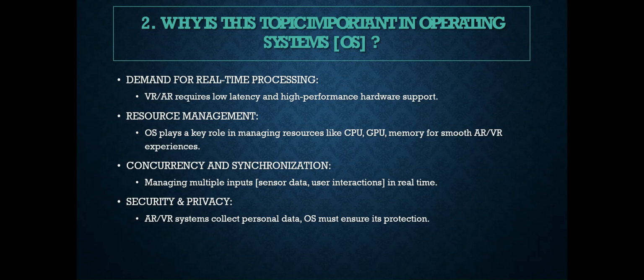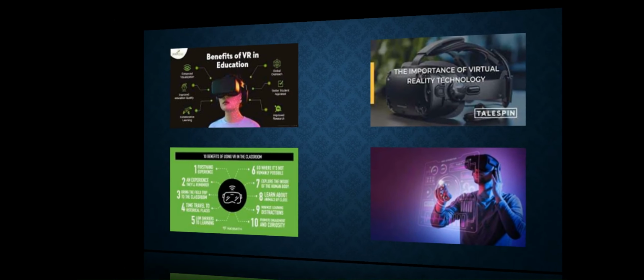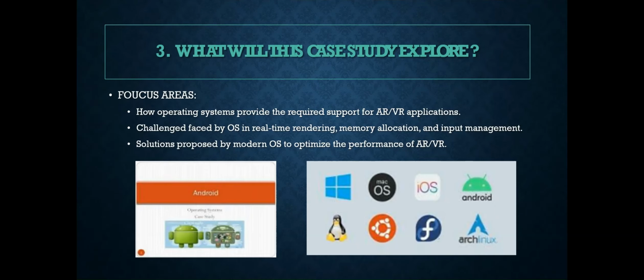Latency is another issue. If there's a lag, it can totally break immersion, especially in VR. So, the operating system needs to be highly optimized to ensure smooth experiences. Also, as AR and VR applications collect a lot of personal data, the OS must ensure that this data is secure. In this case study, we'll explore how different operating systems support AR and VR technologies. We'll look at the challenges faced, like real-time rendering, memory allocation, and input management. We'll also cover some of the modern solutions that have been proposed to optimize performance and enhance user experience.